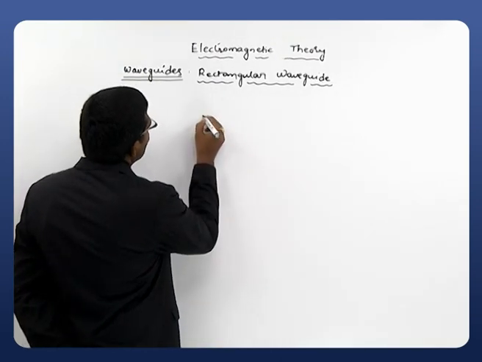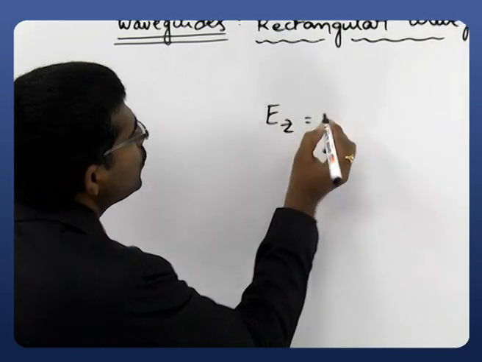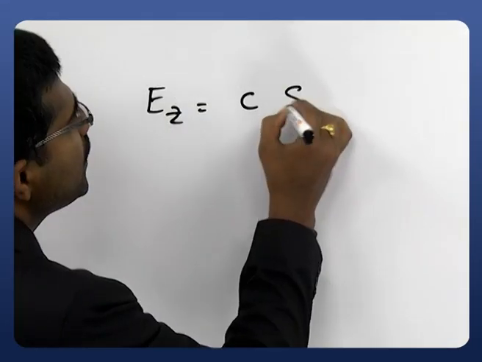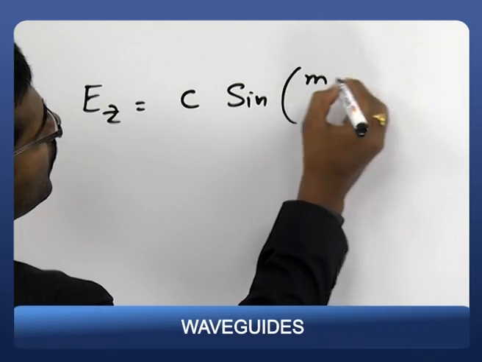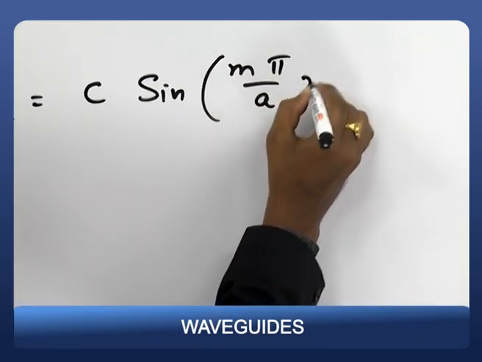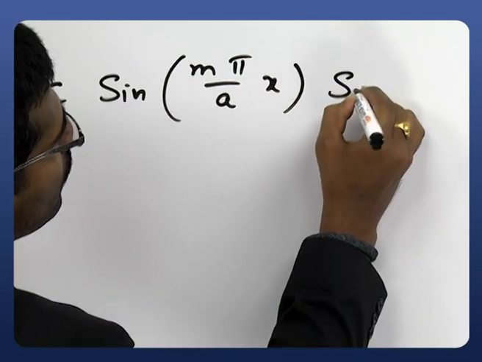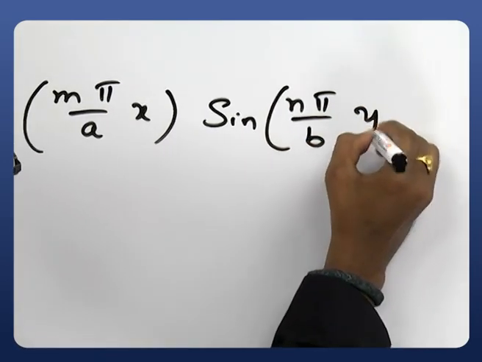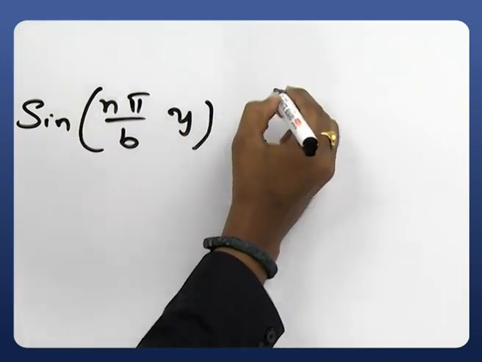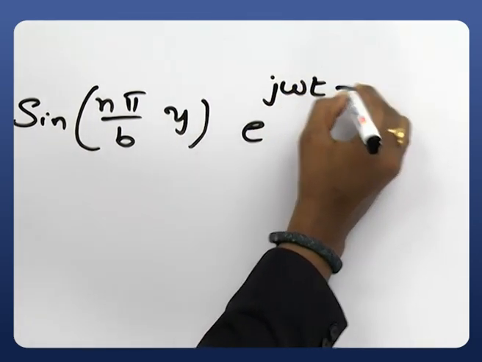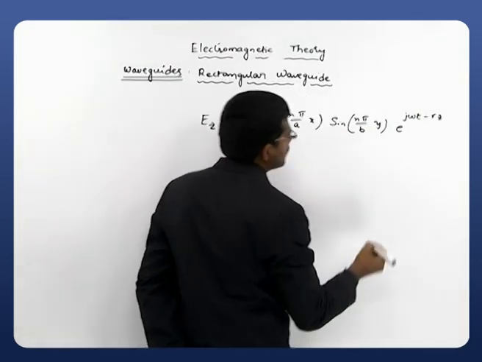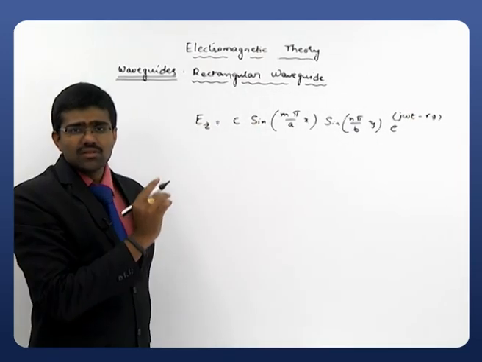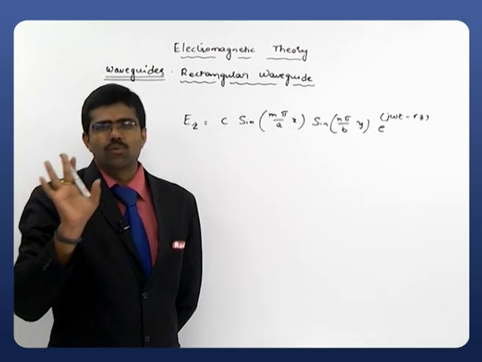So after substituting all those things, the equation of Ez will be like this. C is some constant, sin(m pi by a x), sin(n pi by b y), e power j(omega t minus gamma z). So this is the final equation for Ez. There is no solution after this one. This is the final equation, right?